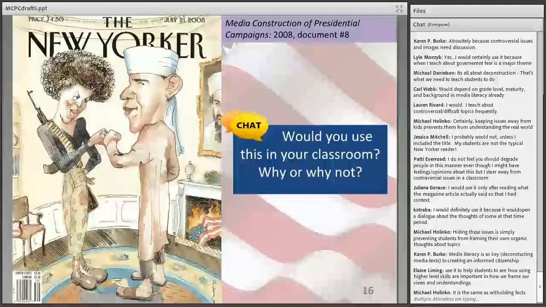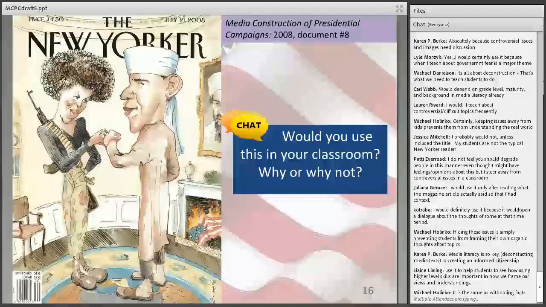Lots of wonderful comments here. Opening dialogue. The importance of not preventing students from framing their own thoughts about the topic. And deconstructing media texts is to create an informed citizenship.